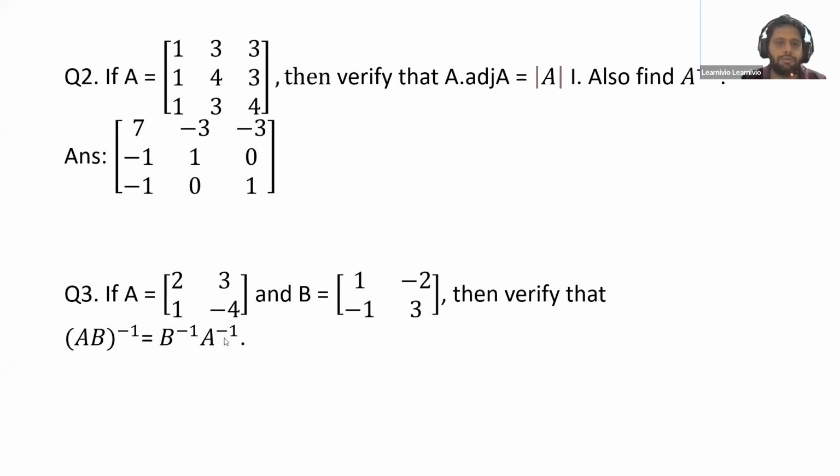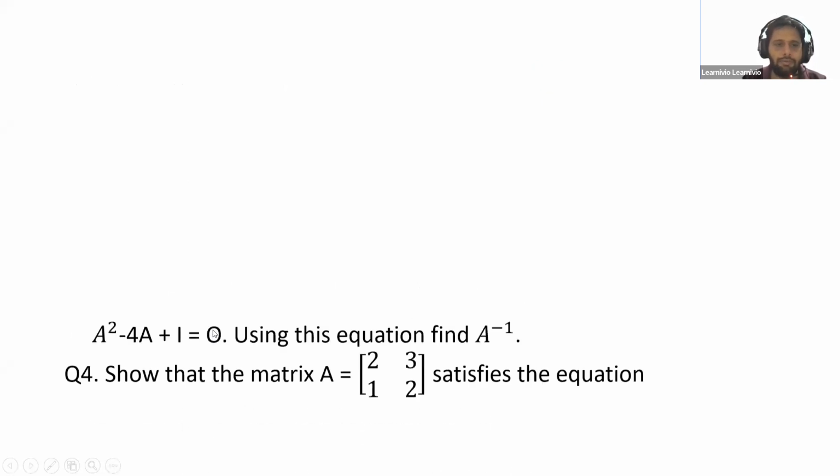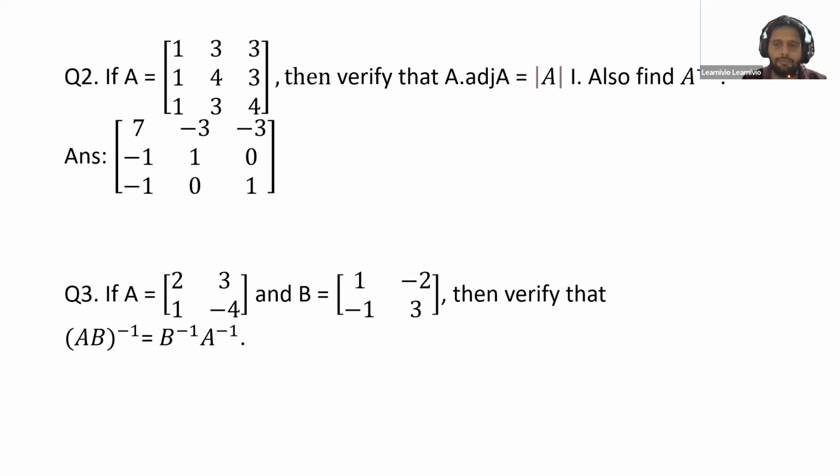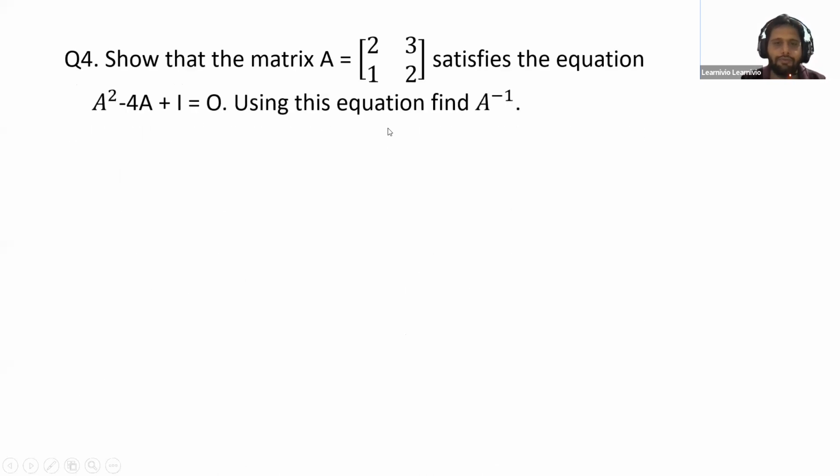Okay. Then Abdul, in your school, how many chapters have been completed? Just finished determinants. Okay, so they have done the matrices and determinants. Okay, and when do you have your exams? June. Okay, then we have a lot of time.